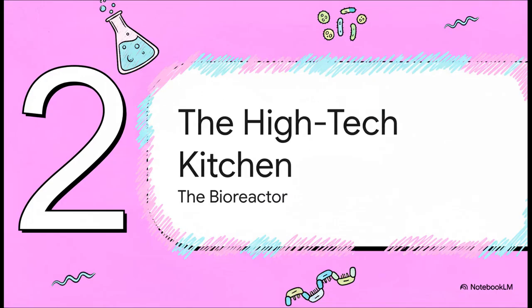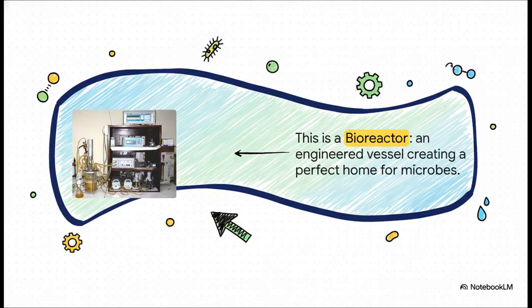So how do we do it? Well, we build them a house. And not just any house. A very special, super high-tech house. Or, you can even call it a high-tech kitchen. This thing is the absolute heart of our biofactory, and it has a special name. It's called a bioreactor. Just look at this.